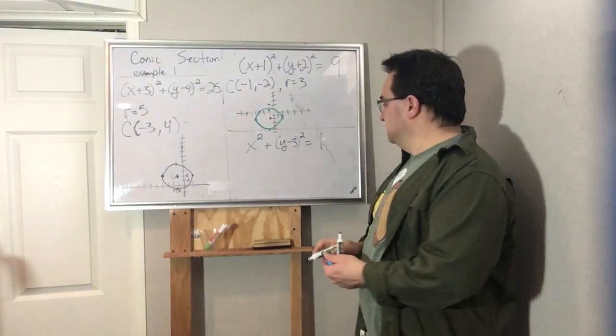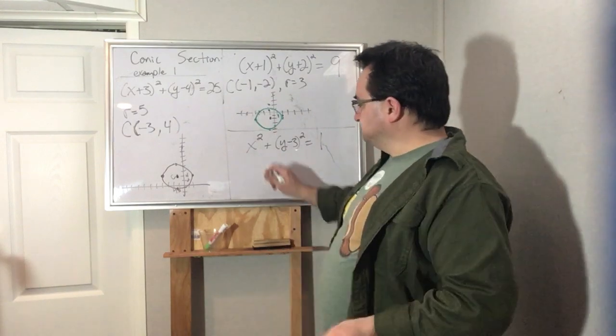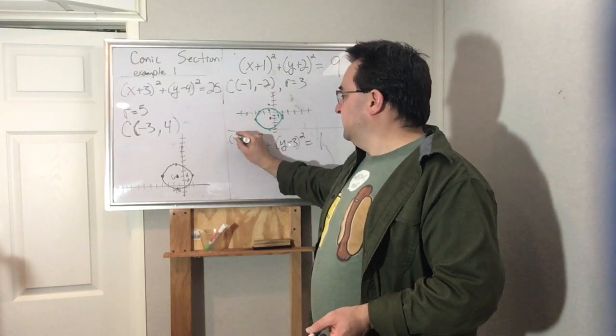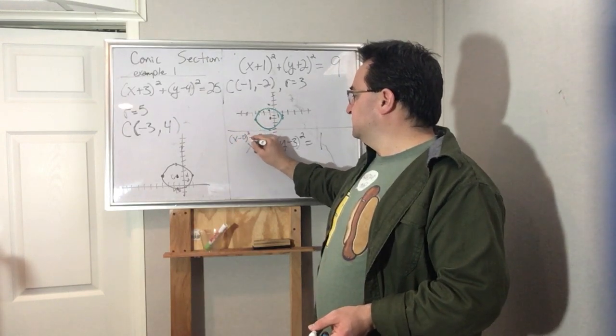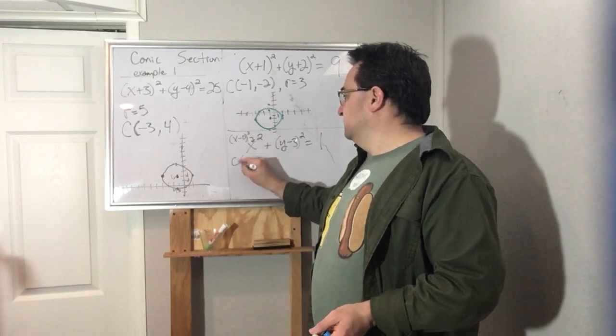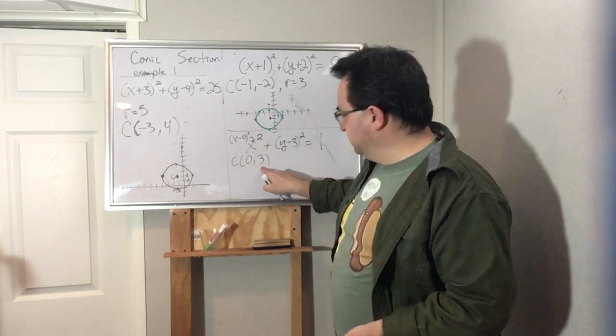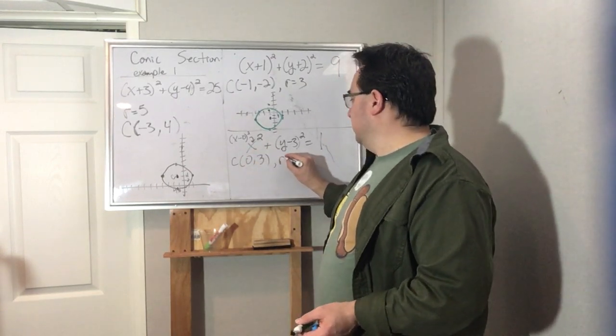And then just make the best circle you can going through those dots. Kind of shaky. Now for this one, why is there nothing here? This looks different. This is like x minus 0 squared. So my center would be 0, 3. My radius is 1.